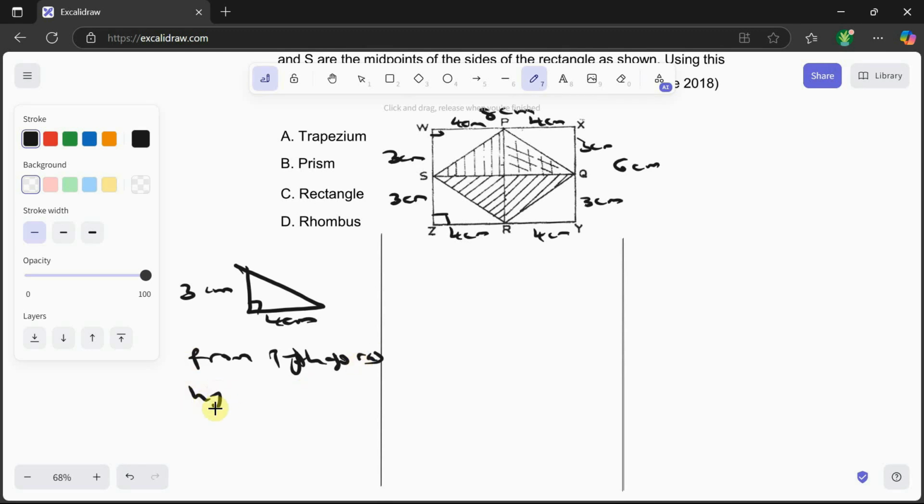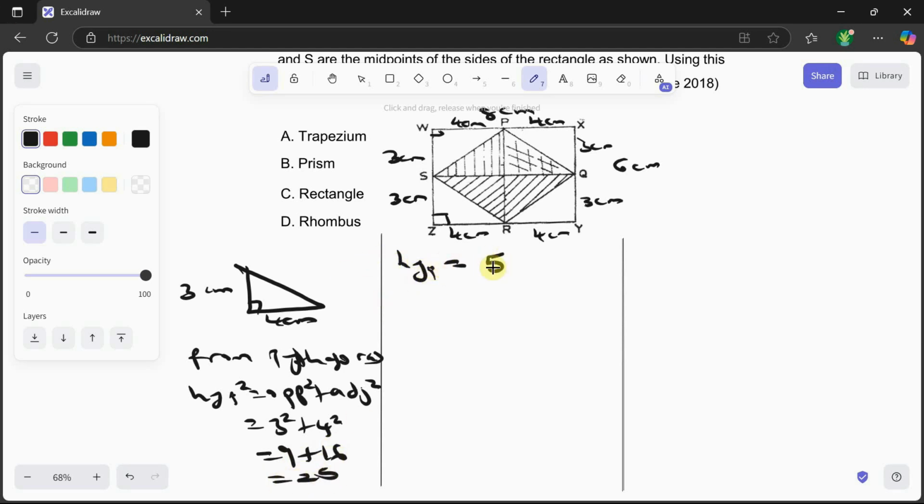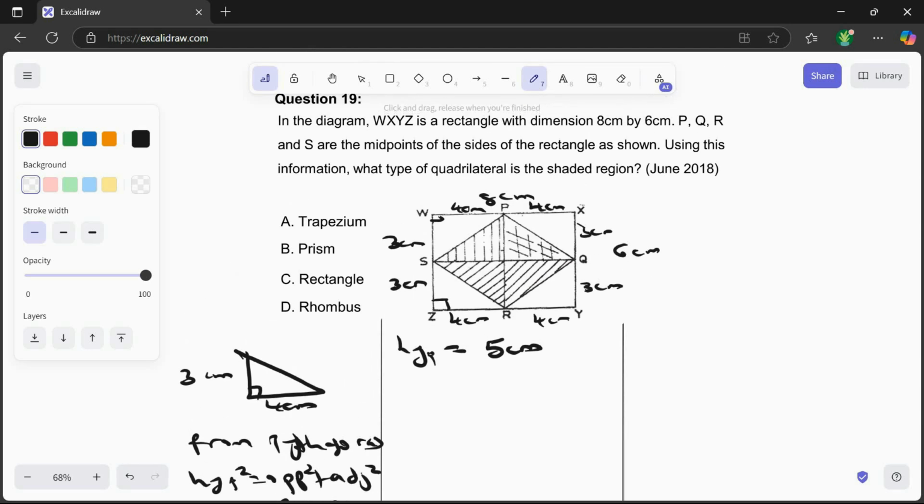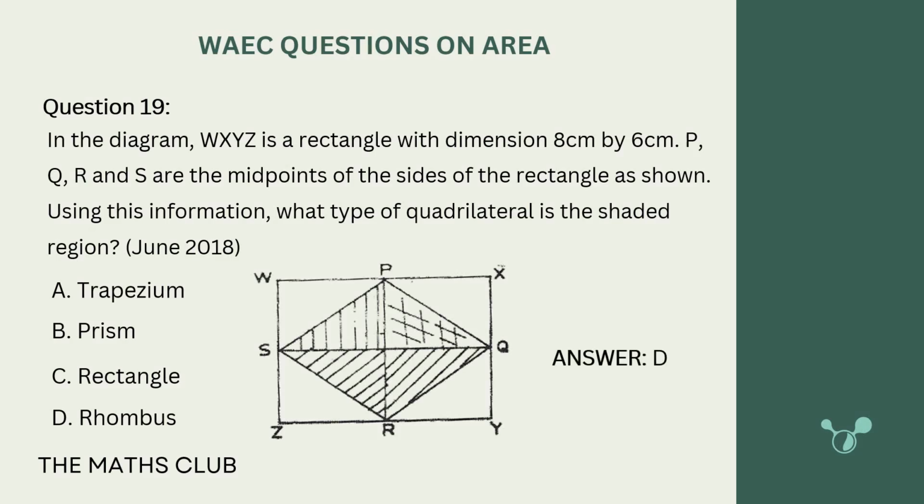The hypotenuse squared is equal to the opposite squared plus the adjacent squared, and that would be 3 squared plus 4 squared. That would be 9 plus 16, and that would be equal to 25. So the hypotenuse is 5 centimeters. If you take the square root of both sides, this guy is 5, this 3, 4, 5. So you can see this is a rhombus. And because they did not put square, because that square could also be confusing, right? So that is option D.